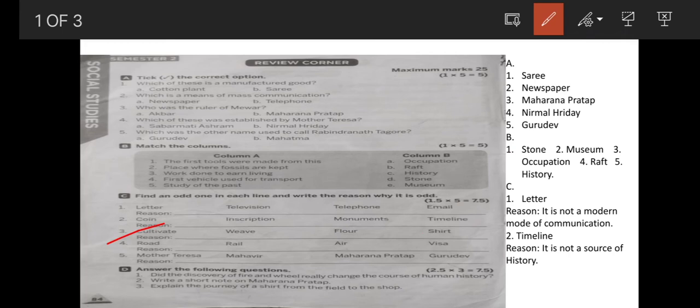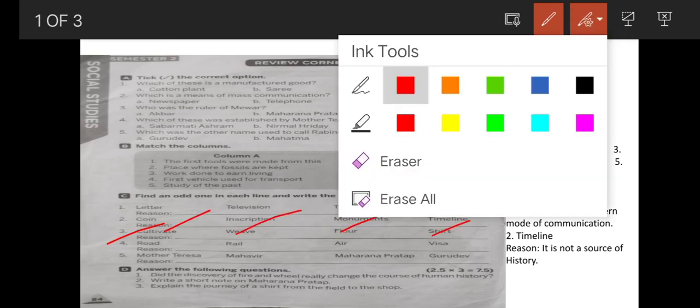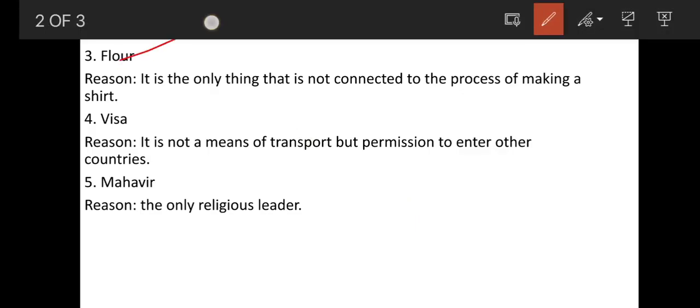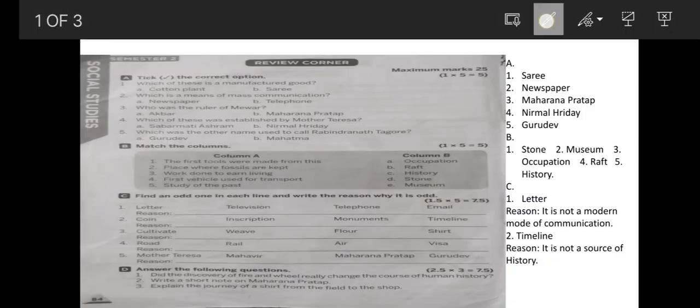3. Cultivate, wave, flower, shirt. Which is the odd one? The odd one is flower. Why? Because it is the only thing that is not connected to the process of making a shirt. All the other 3, that is cultivate, wave and shirt, these are connected to the process of making shirt, but flower is not connected to the process of manufacturing shirt.